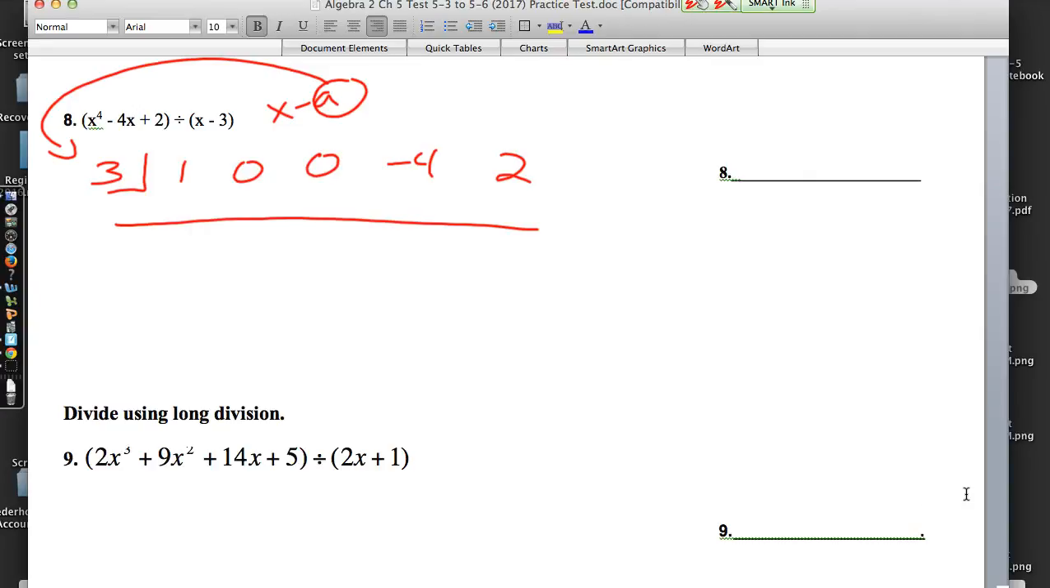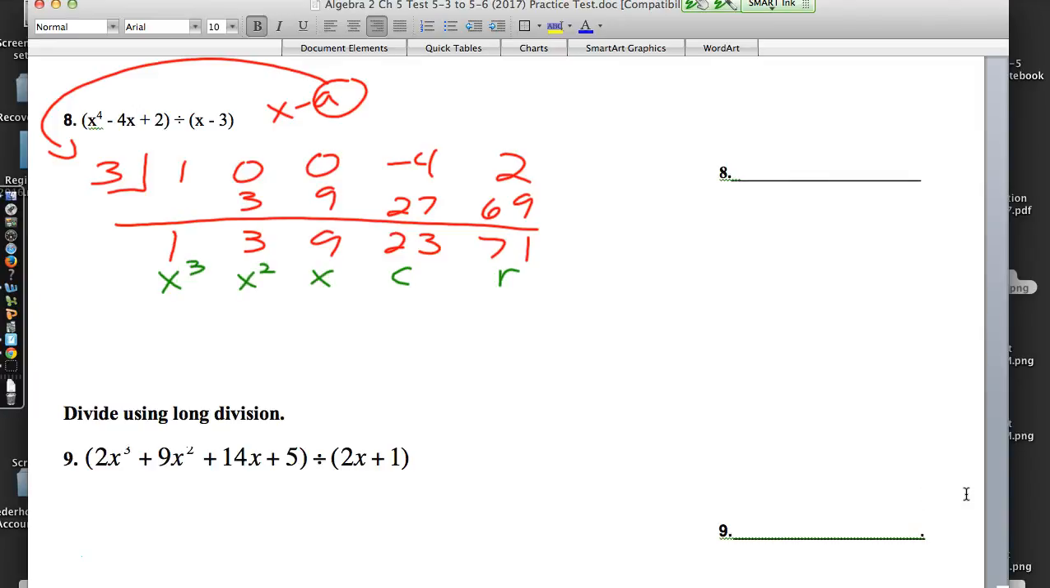So slow and careful tomorrow. Slow and careful. Bring down the 1. Do your thing. Didn't work out perfect then. So what are we going to write for an answer? 71. Oh. Exactly. We're going to put our little remainder on there.